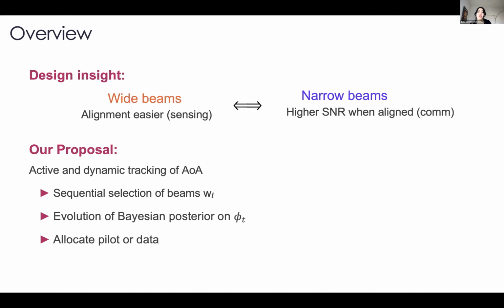So our proposal has been to take the components of these methods and combine them. I can have a soft widening of the beam as I predict that I will lose my connectivity, and sequentially choose these beams as I go. That will require keeping track of a posterior on your angle of arrival and allocating pilots and data.